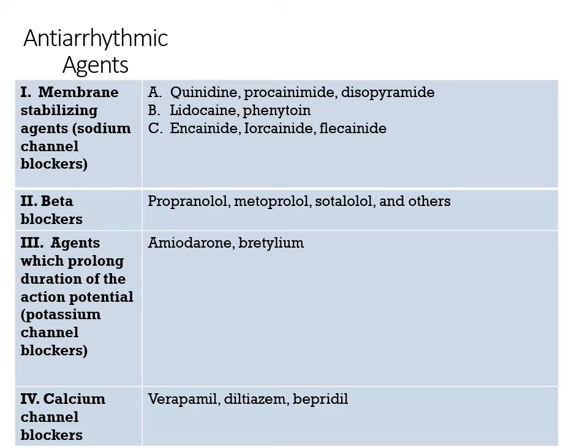Class 2s are beta blockers. Class 3s are agents which prolong the duration of the action potential. They can be considered potassium channel blockers. And then the calcium channel blockers are class 4.